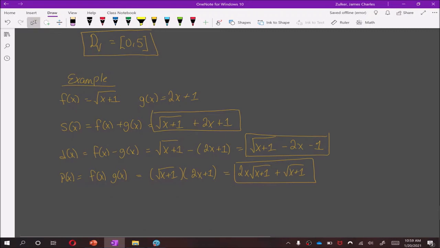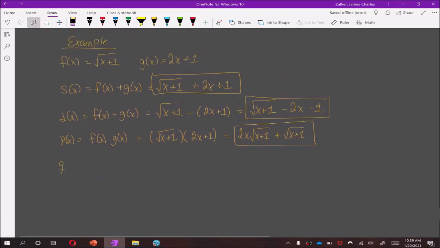And finally, we want the quotient as well. So that'd be f of x divided by g of x, square root of x plus 1 divided by 2x plus 1. Let's also find the domains. Now, the domain of f would have to be negative 1 to infinity. It has an even radical. Domain for g is all real numbers.